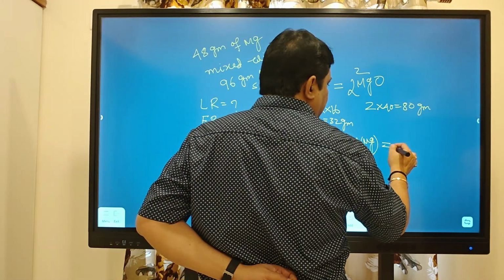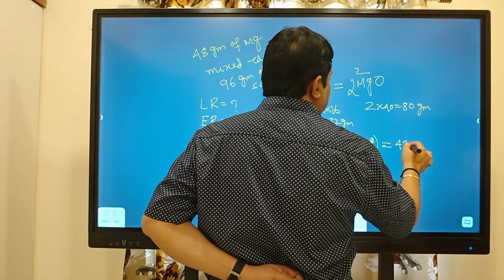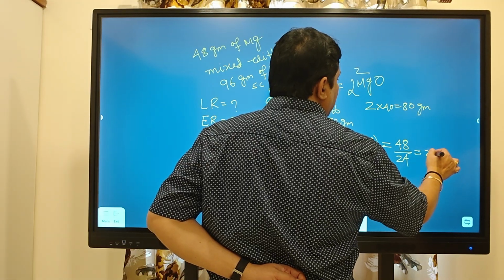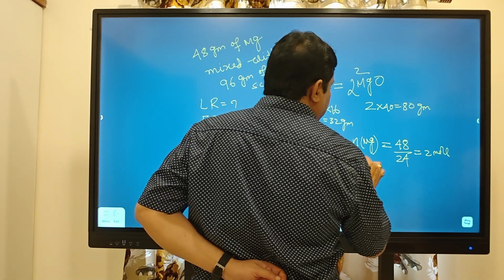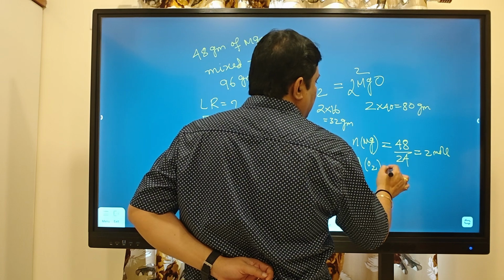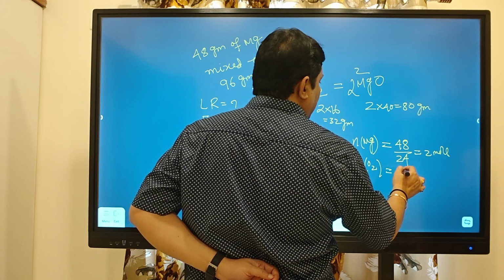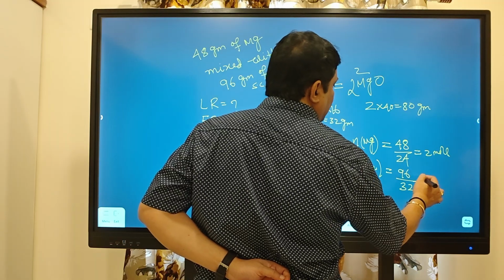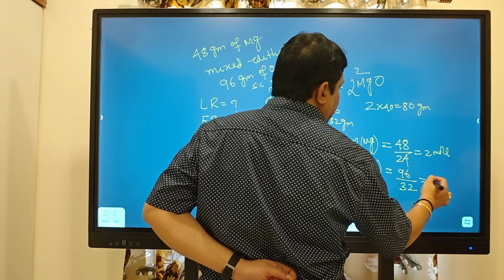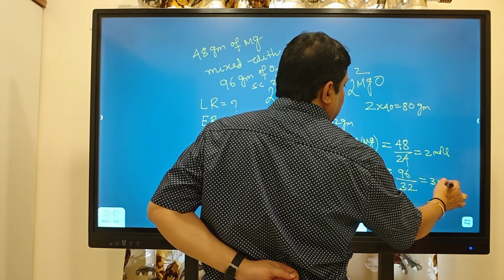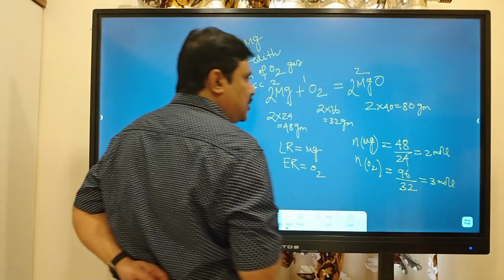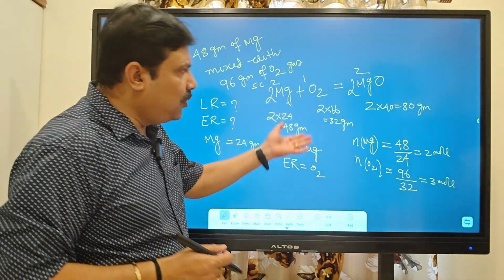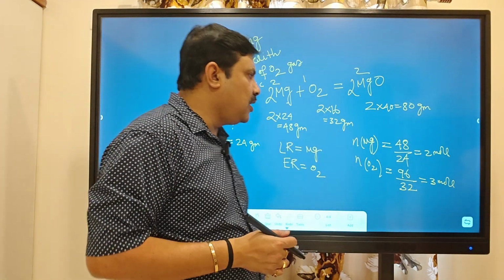Always remember, they are giving 48 divided by the molar mass of magnesium, which is 24, which is nothing but 2 mole. Then the number of moles of oxygen will be equal to the given weight by the molar mass of oxygen, which is 32, which gives rise to nothing but 3 mole. And now you look at, I told you that 2 mole of magnesium is mixing with 3 mole of oxygen.